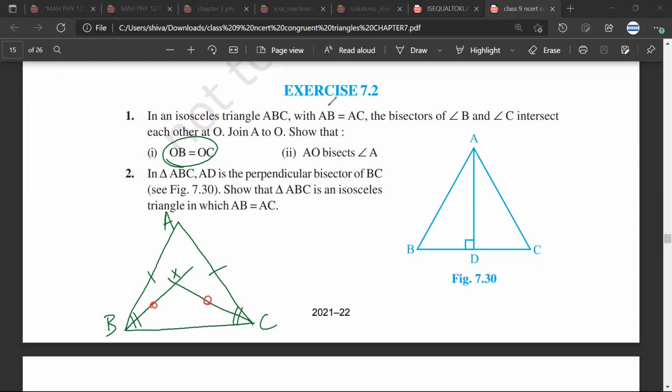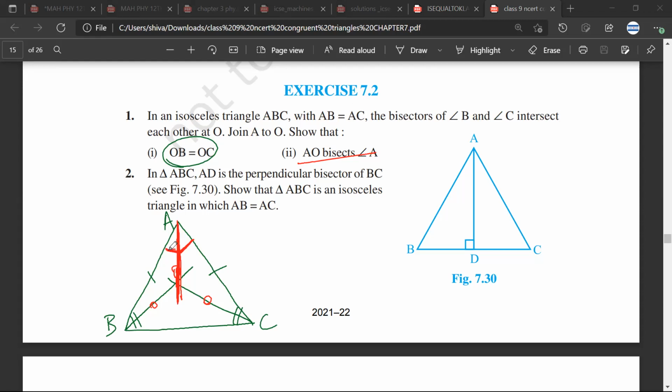Oh, I'm sorry. This is not X. This is O. Now, what we want to prove is that AO bisects angle A. Then we join this line. And now what we want to prove is that this is equal to this. Sarthak, have you understood the problem? Yes, sir.